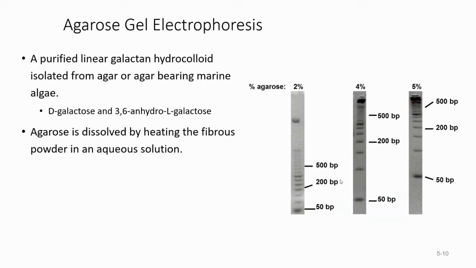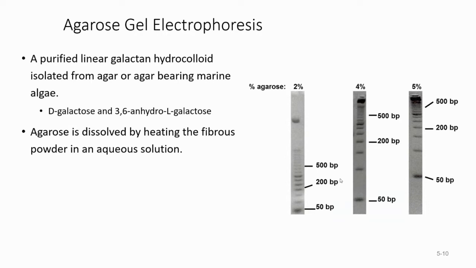So the agarose is a purified linear galactan hydrocolloid isolated from the agar, or the agar-bearing marine algae. It's a linear alternating copolymer of galactose and 3,6-anhydro-L-galactose. Okay, so that's the agarose.